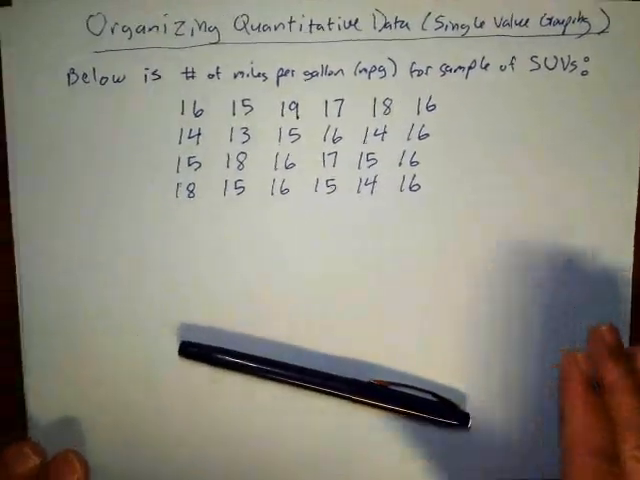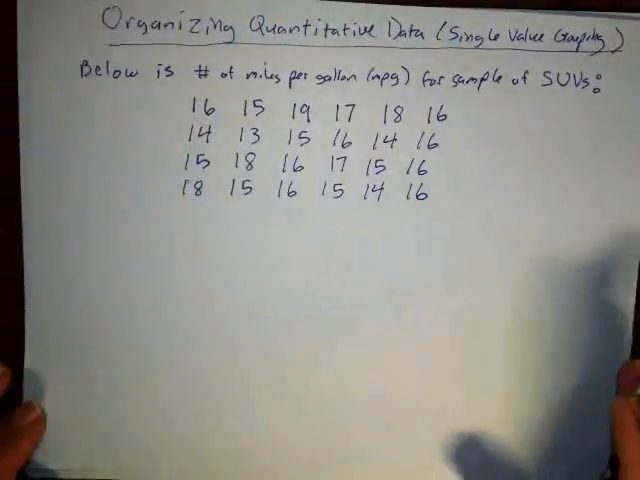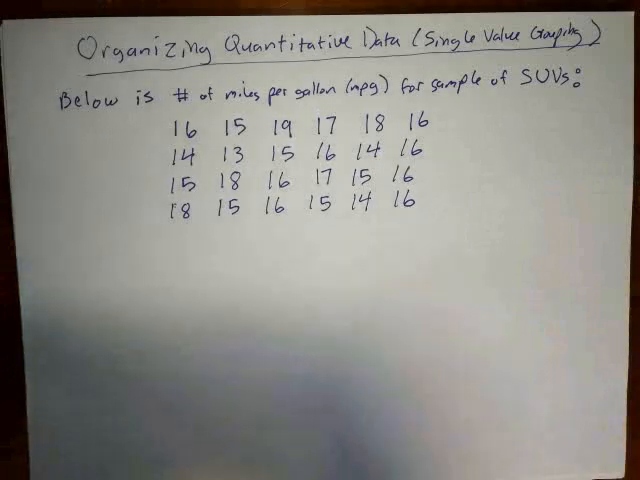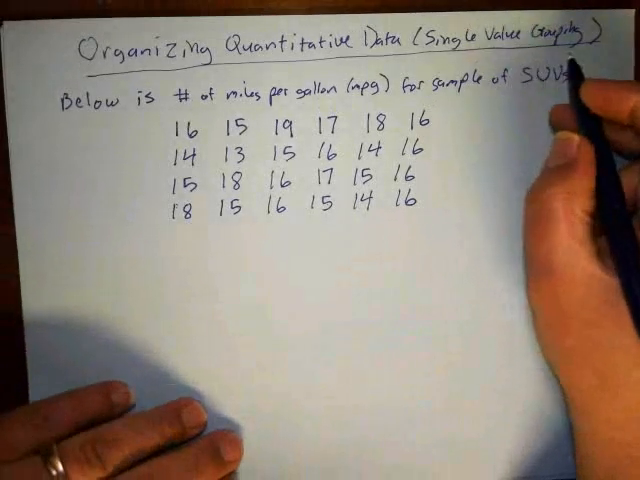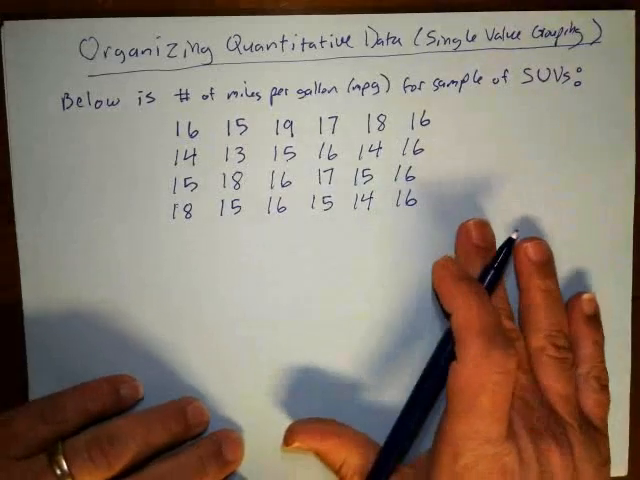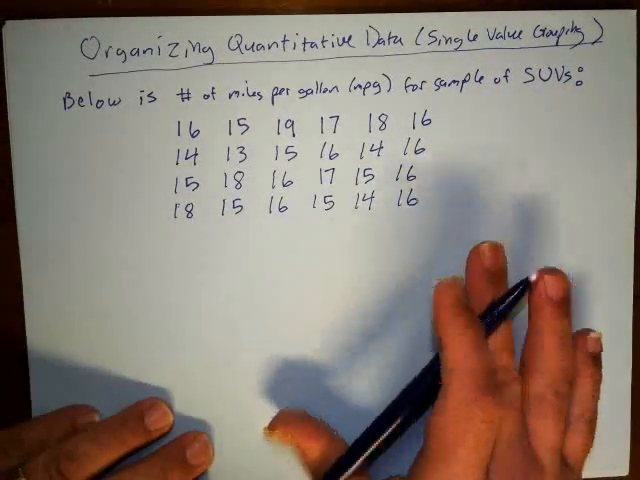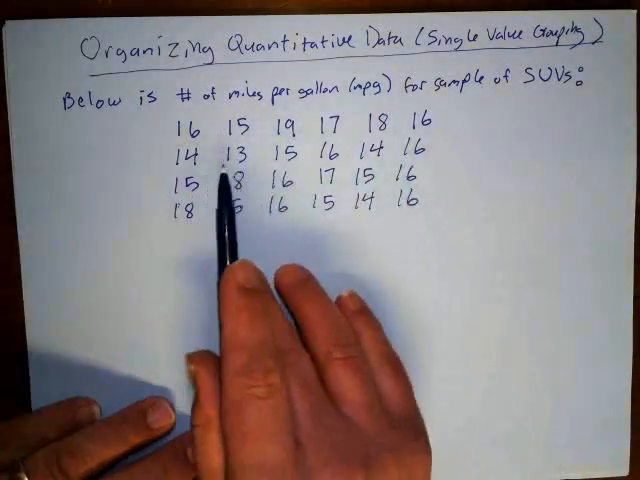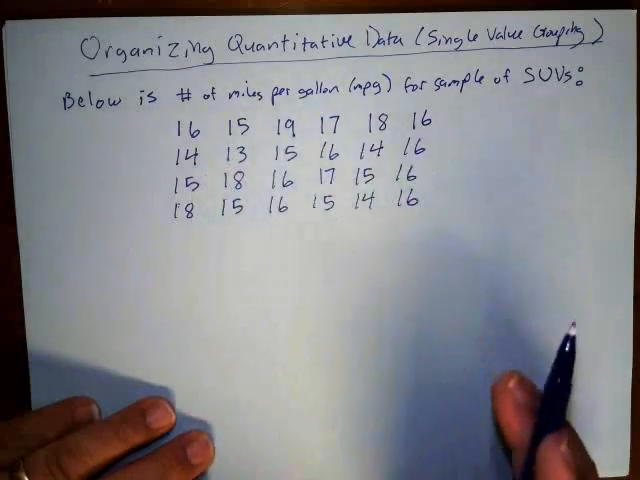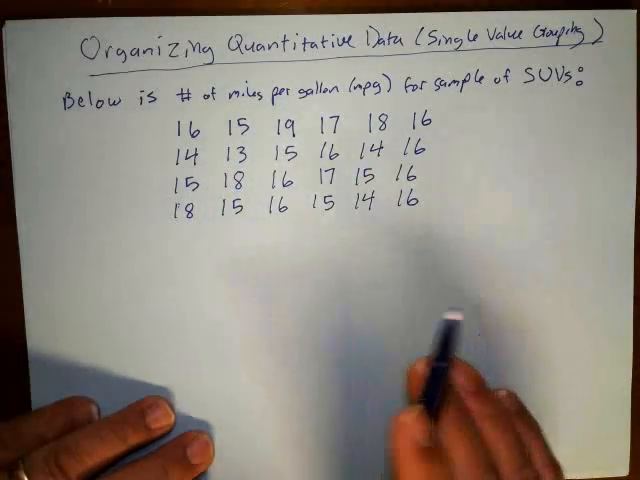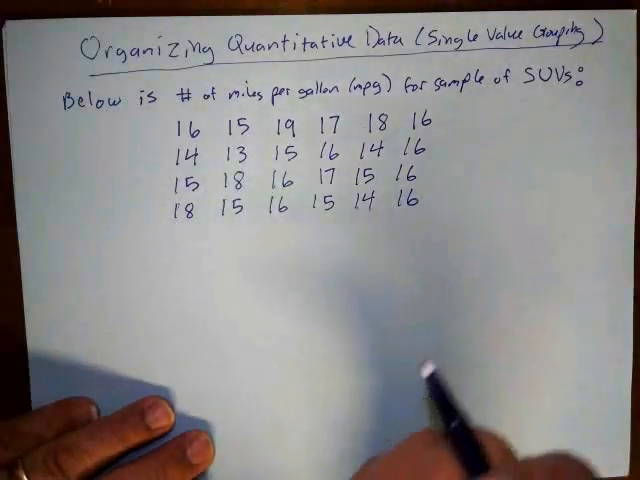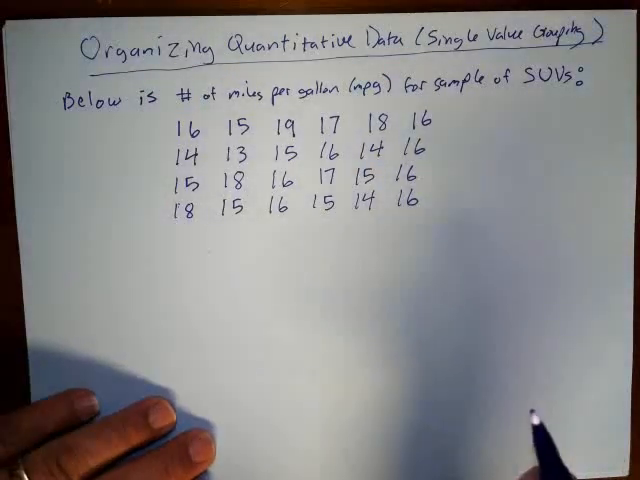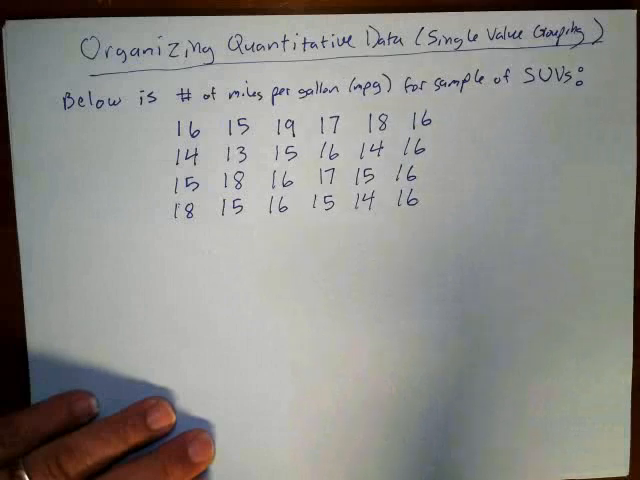Okay, we are now going to look at how to organize quantitative data. So this is numerical data, and this first one is single value groupings. This is actually pretty easy, very similar to qualitative data, because this range here is not a very big range. I think it goes from 13 up to 19, so there's only a handful of numbers that are possible. So you can have each class represent a single value, and they call this a single value grouping.